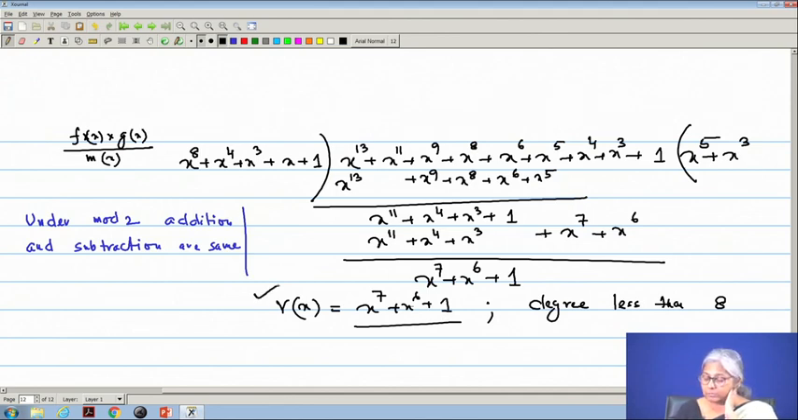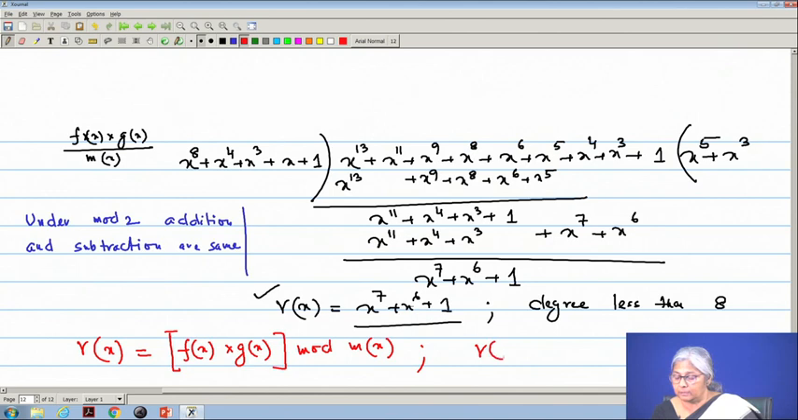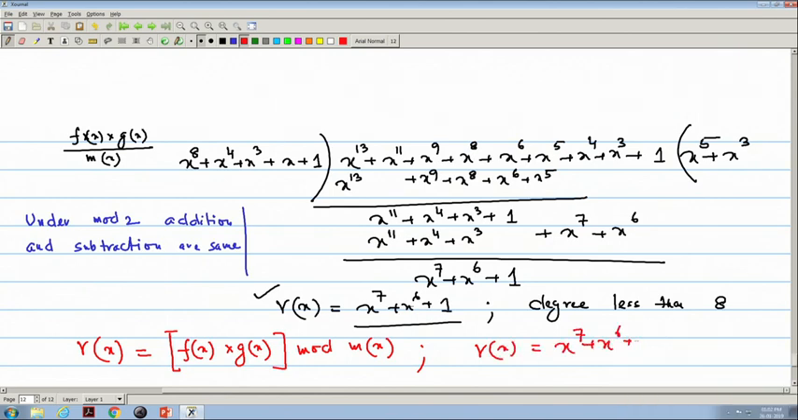So, now we can use this instead. That means I can write R x: I compute R x as f x into g x modulo m x, and I got this for this f x and g x value. Then here my R x is x to the power 7 plus x to the power 6 plus 1.